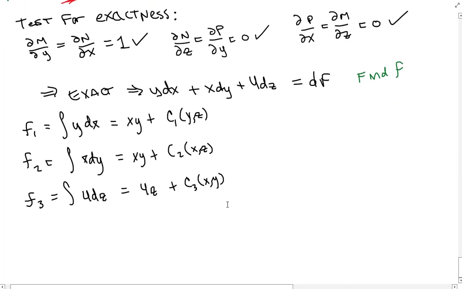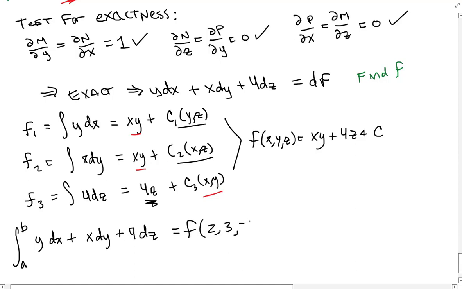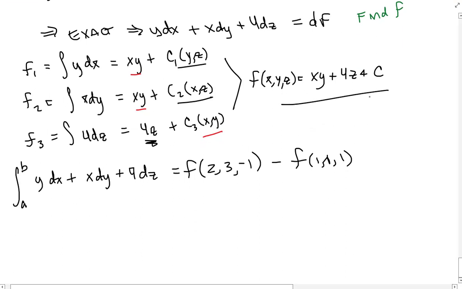Putting those together, f1 equals f2 equals f3, so f of x, y, z would have to have the common term xy plus 4z plus some constant c, because this one is a function of y and z at most, or x and z at most, and this part here is a function of x and y. Now the very last thing to do is to recognize that our integral between our points, y dx plus x dy plus 4 dz, just equals f of our second point, (2, 3, -1), minus f of our first point, (1, 1, 1), and we can plug those into the f that we just found.